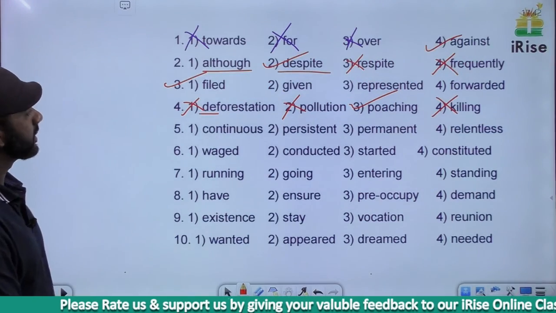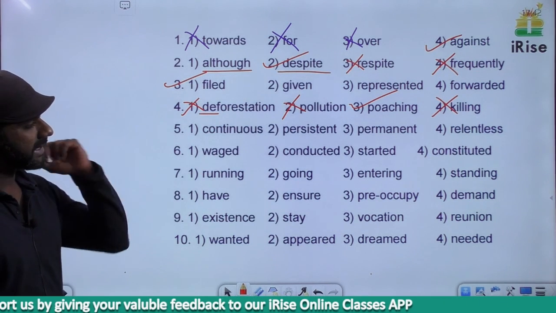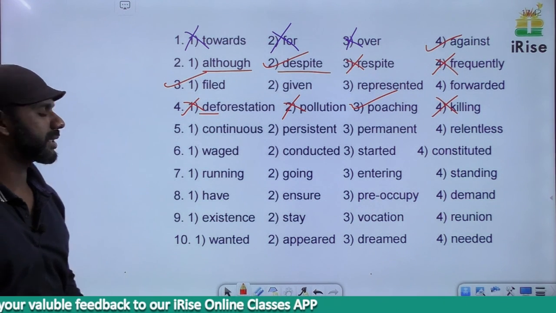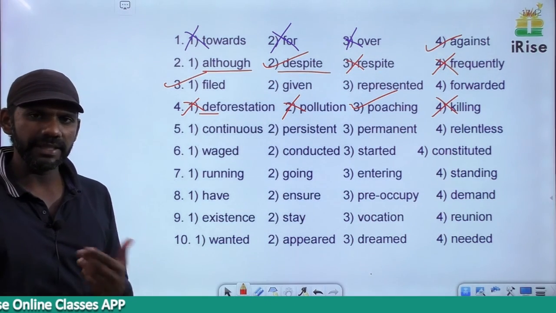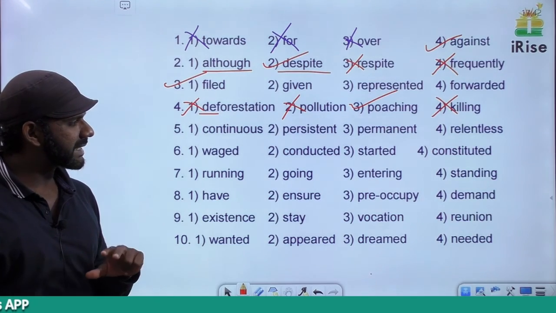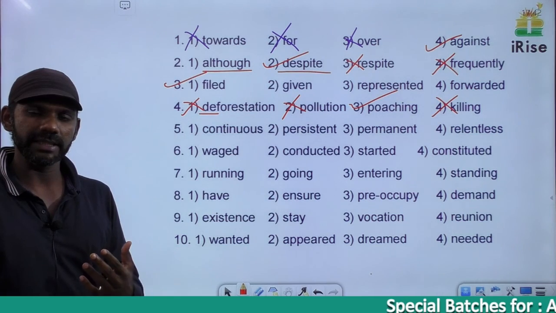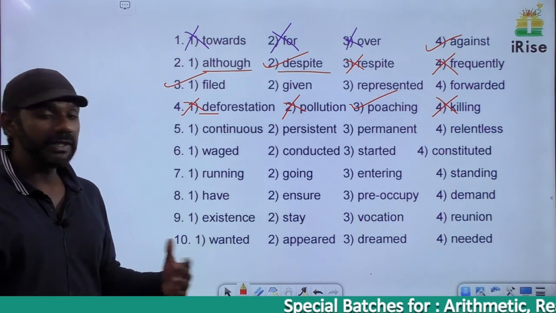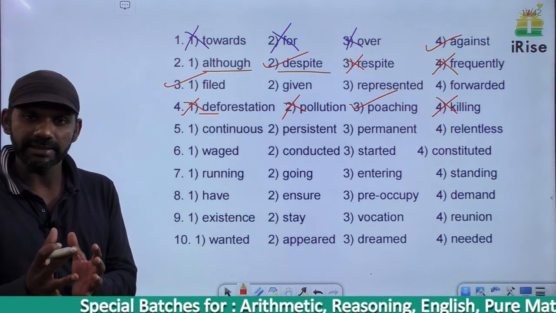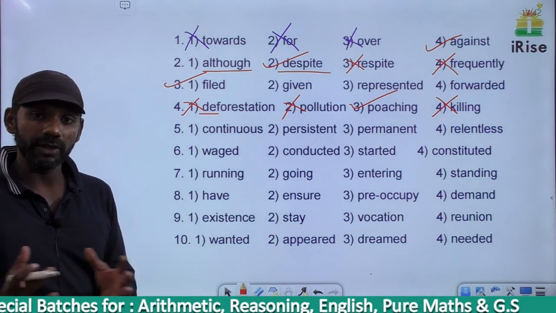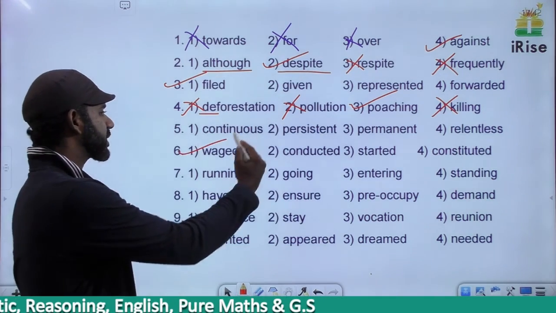Come to the options for blank 6. Waged, conducted, started, constituted. A battle that he dash. Now we wage a war. Battle means war. We wage a war, conduct a war, start a war, or constitute a war. We don't conduct a war. We conduct a meeting, we throw a party and all. We don't start a war. Constitute means to bring all the components together. We don't constitute a war. We wage a war. So it must be waged.